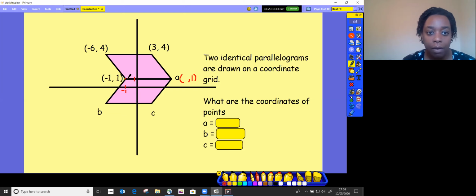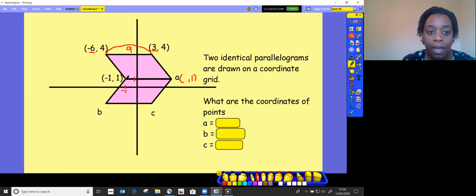Now, if I look further up my shape, I can see that over here, it starts at -6 and it ends at 3. So I can actually work out how long my parallelogram is with a jump. So how do I get from -6 to 3? Well, that is a jump of 9. So I know now that my parallelogram is 9 long.